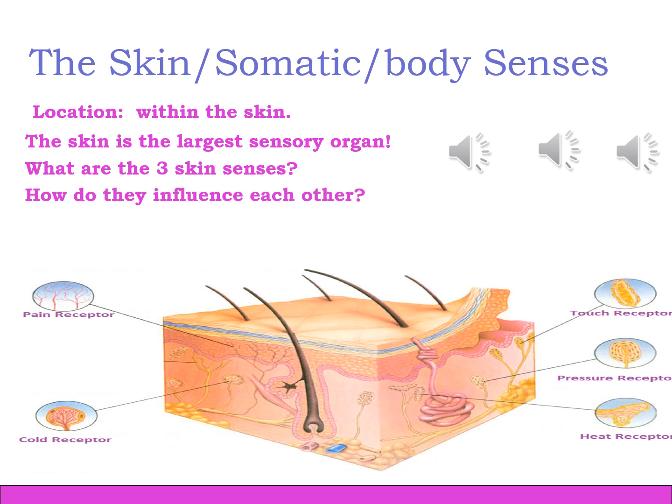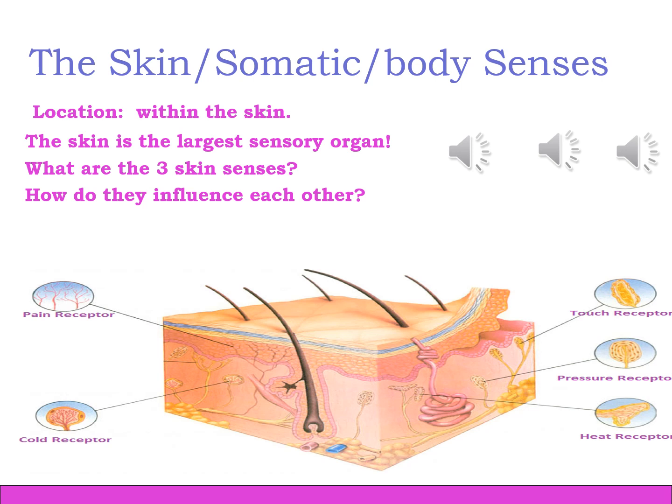Hi guys, now let's consider the skin, also called somatic, also called body senses. Location, the skin. Now if you consider the skin, it's our largest and heaviest sensory organ. I don't know if you've seen the shows in which they do skin removal for people who have lost tremendous amounts of weight, but very commonly in surgery they'll take off 10, 20 or more pounds in one surgery, and that is just a fraction of the skin possessed by any individual. So again, the skin is our largest and heaviest sensory organ.